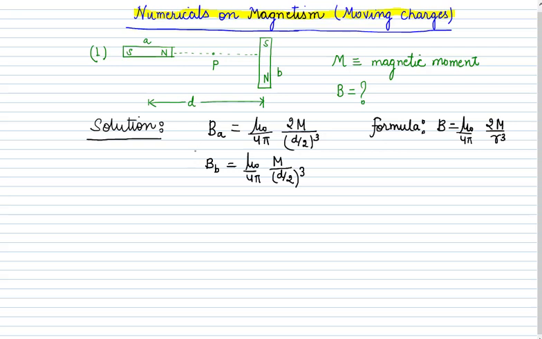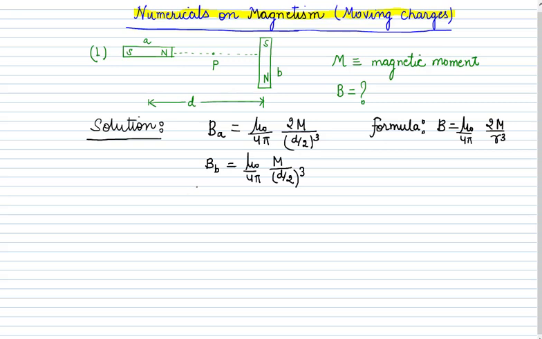Then why is there a difference between these two magnetic fields due to A and B? The reason is that point P is on the end-on position for the dipole A. This is a magnetic dipole. So for this magnetic dipole A, P is at the end-on position, and for the dipole B, as you can see, it is in the broadside-on position. So we have taken M here, and 2M there.